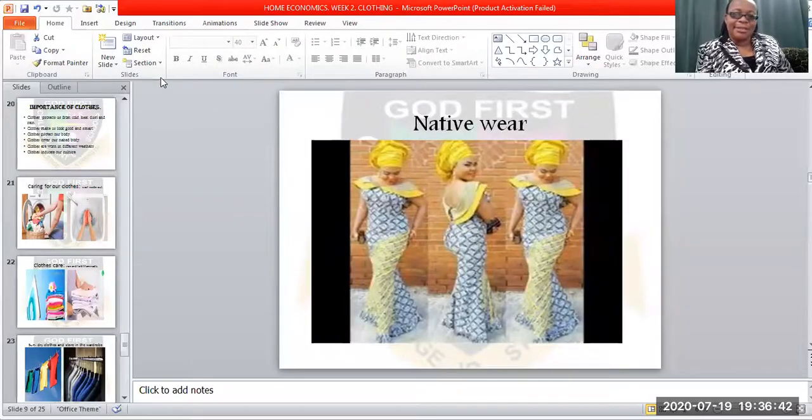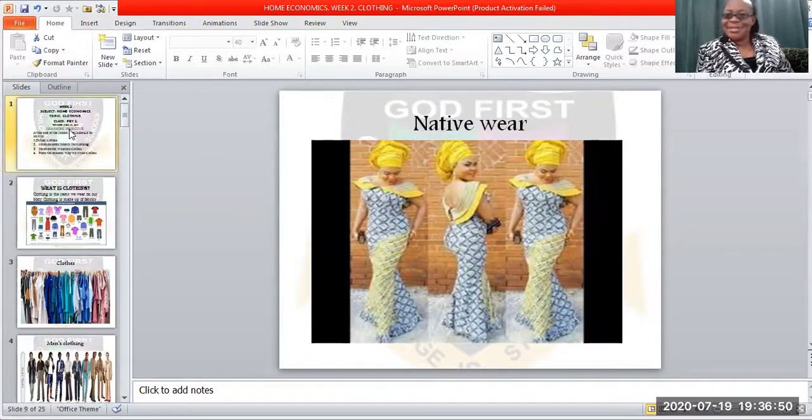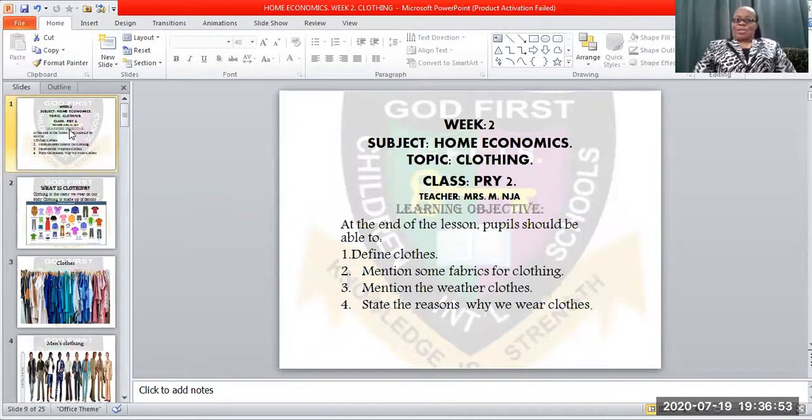Let's see what the slide has. Okay? Beautiful. On our slide, let's take a quick look at what the slide has for us. Today we are talking about home economics, clothing. What are our learning objectives? Our learning objectives include defining clothes, mentioning some fabrics for clothing, mentioning the weather clothes, and stating the reasons why we wear clothes.